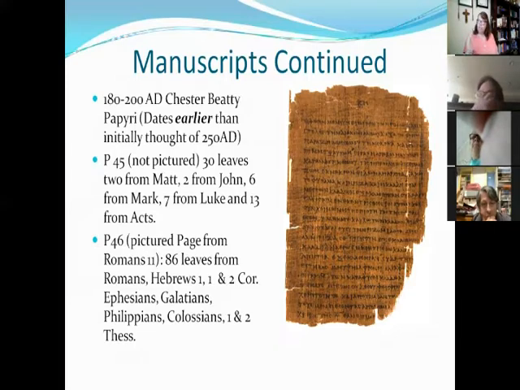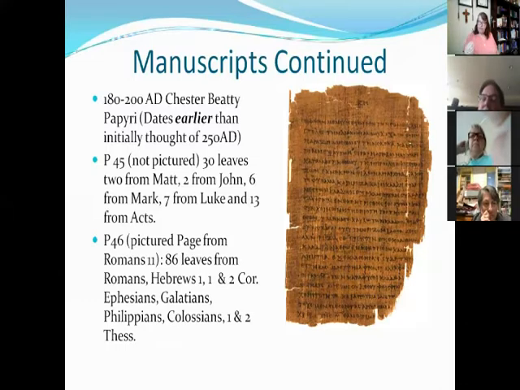So it changes, and generations tend to change the style of actual writing. Okay, so let me just skip to P45, which is another one I couldn't find a picture of. It had 30 leaves or sheets.